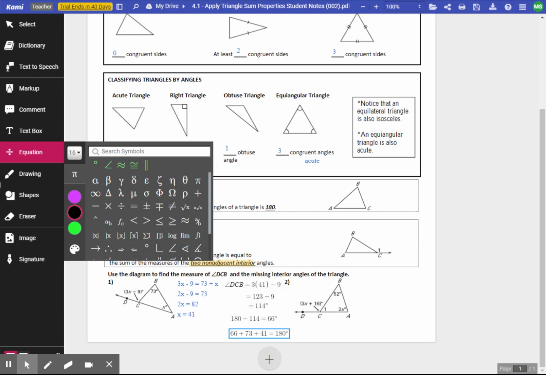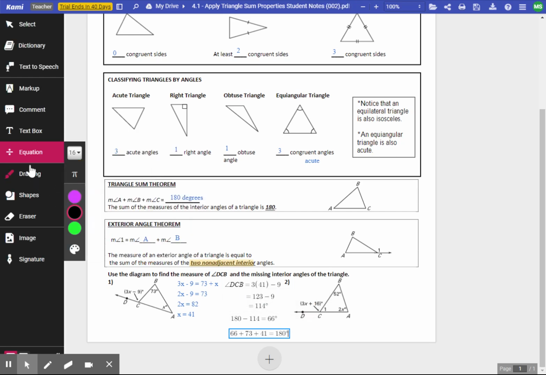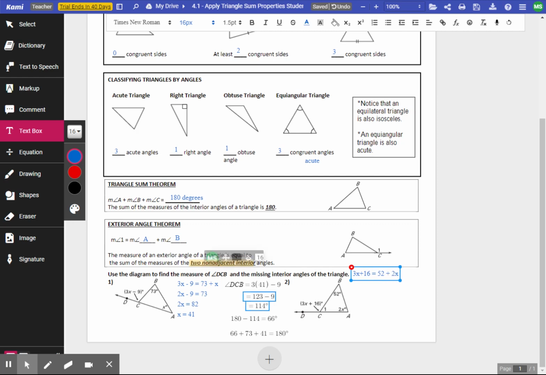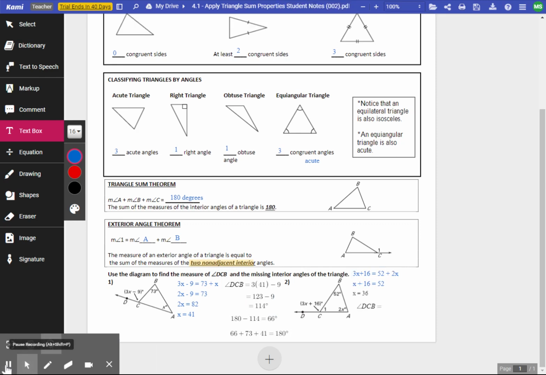Now we'll move on to number 2. I almost prefer doing the text box, honestly, so I'm going to go back to my text box. We are going to say 3x plus 16 is going to equal the sum of the non-adjacent interior angles. So that's 52 plus 2x. I will put myself on pause while I solve that, so you don't have to wait for me to go through all that.